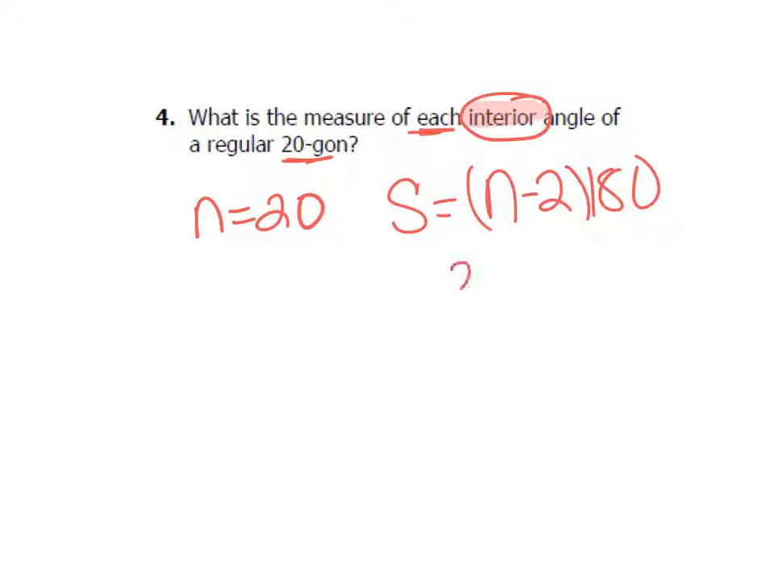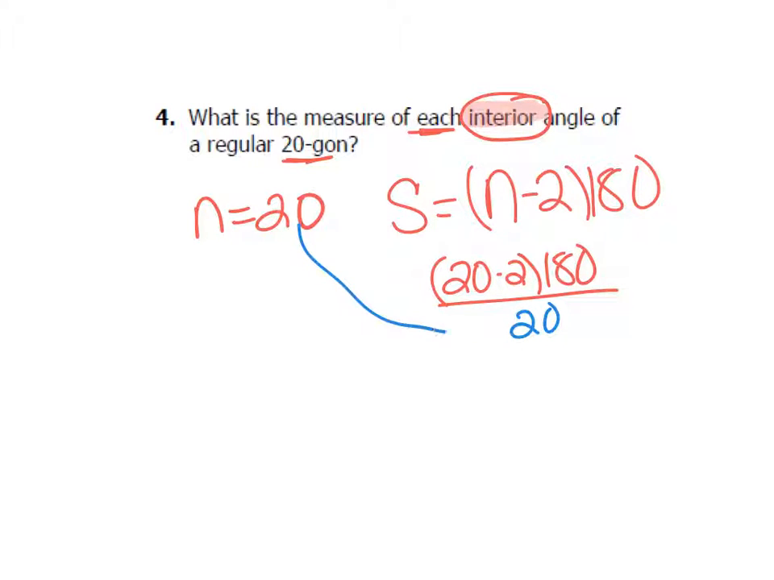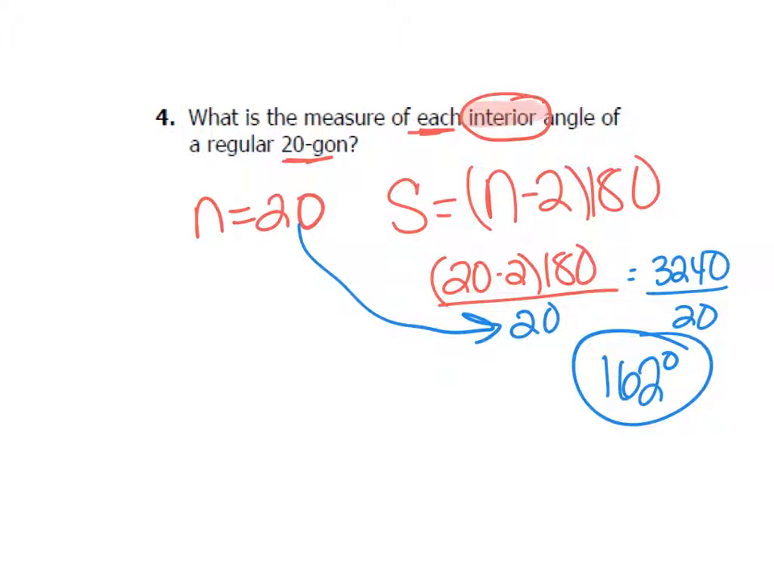So here we go. 20 minus 2 times 180, all divided by 20. 20 minus 2 is 18. 18 times 180 is 3,240. We divide it by 20, and we get 162 degrees. Go back and read the question. What is the measure of each interior angle of a regular 20-gon?